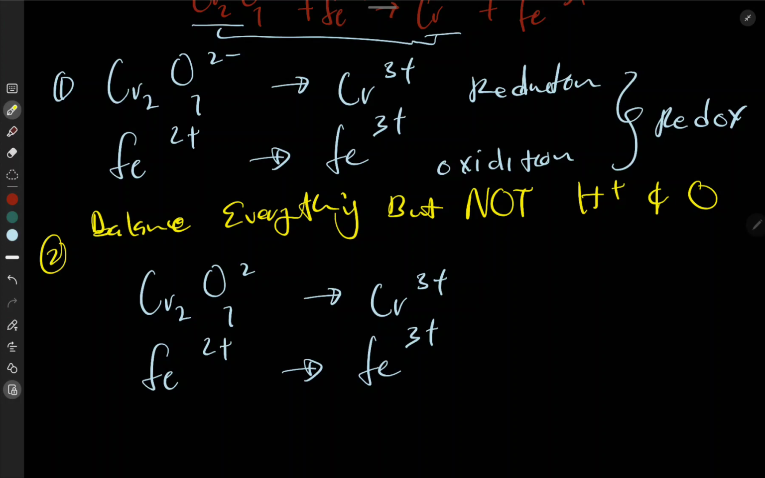So now let's try to balance this. We have 2 chromiums here, so I'll just make 2 here. And oxygen, they said you shouldn't worry about oxygen. Ion, they're the same on both sides. So we just satisfied the second step.